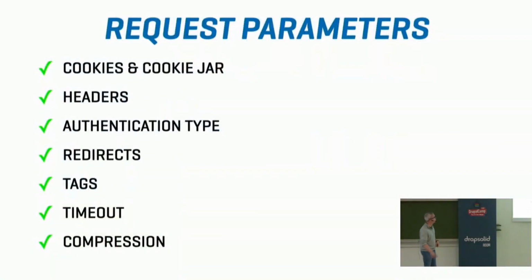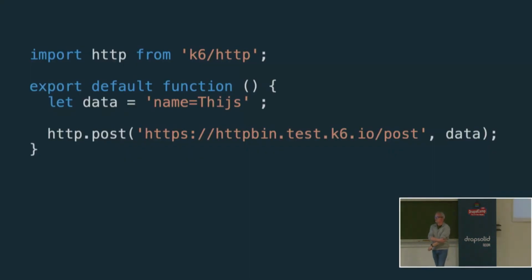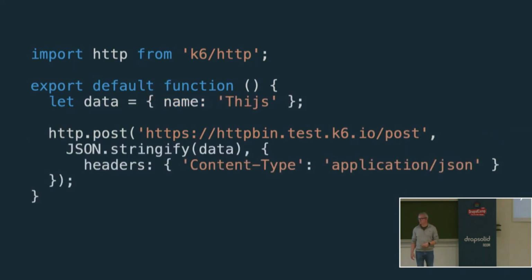You can have a bunch of request parameters like the cookies. If you do multiple requests, you can keep track of cookie states with a cookie jar where you store the cookies, headers, authentication, redirects, tags, all that kind of stuff. You can also do posts if you want to test maybe a form submission or API calls. Again, nothing too spectacular. Regular data with just form style data. If you want to do it in JSON, you can use JSON.stringify to do JSON-based API tests. Again, very run-of-the-mill, very straightforward.